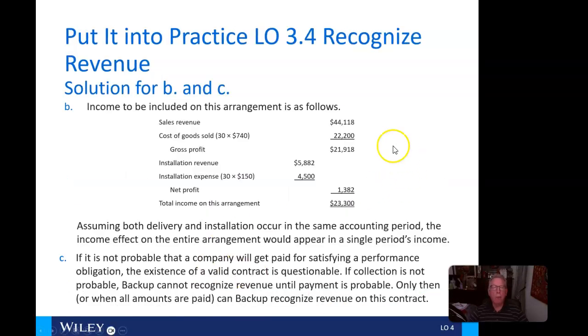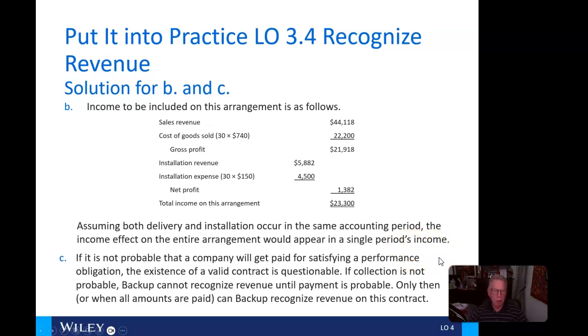Okay, so here we go with the income, cost of goods sold, gross profit, installation revenue, installation expense, net profit from the installation, and the total income on this agreement. So we're assuming both the delivery and installation occur in the same accounting period. And of course, the income would affect the entire arrangement, would appear in this single period's income.